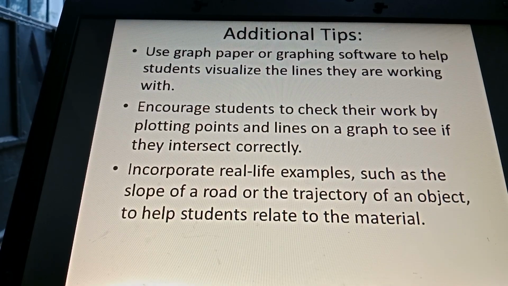Additional tips. Use graph paper or graphing software to help students visualize the lines they are working with. Encourage students to check their work by plotting points and lines on a graph to see if they intersect correctly. Incorporate real-life examples such as the slope of a road or the trajectory of an object to help students relate to the material.